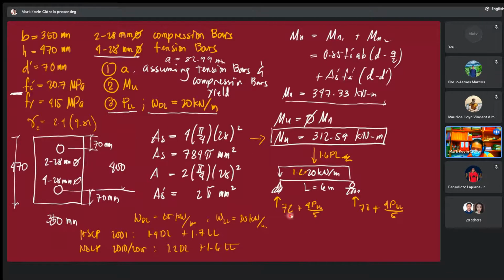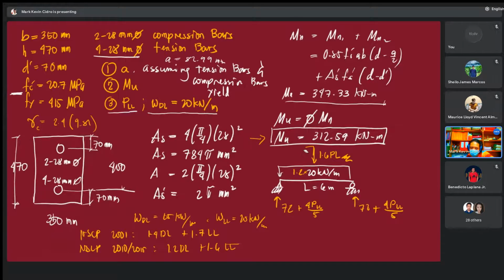Oh, you have the value of your forces. Take note, since this is a simply supported beam, we know the maximum moment is at midspan. Let me use another color. Blue. So we pass a cutting plane where the maximum moment is, at the middle.